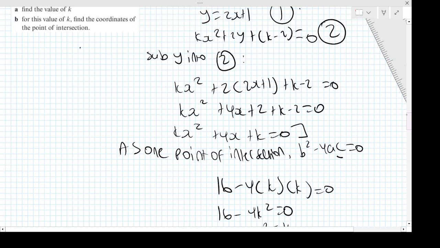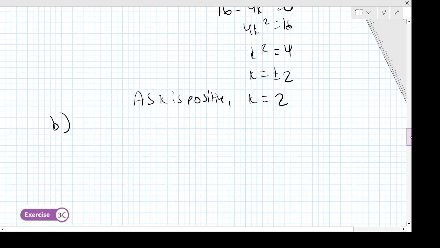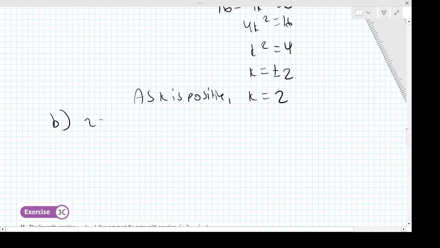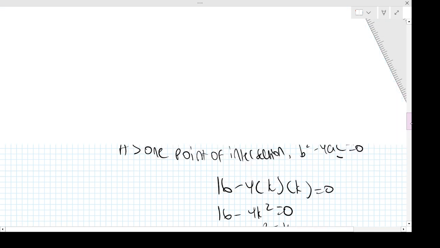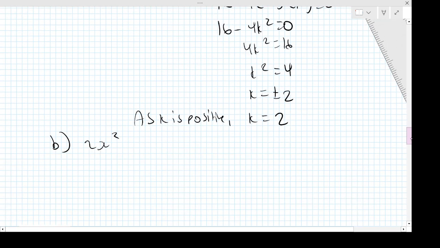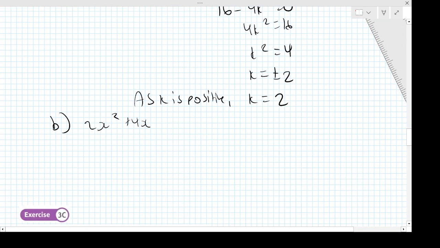Well, we're just going to solve this quadratic, because that's what we need to do. We found what k is, so the quadratic would be 2x squared, because kx squared would be 2x squared, plus 4x plus k, and now k is 2, that equals 0. I'm going to divide by 2, just because I don't like the number in front of the x squared, to get x squared plus 2x plus 1 equals 0.